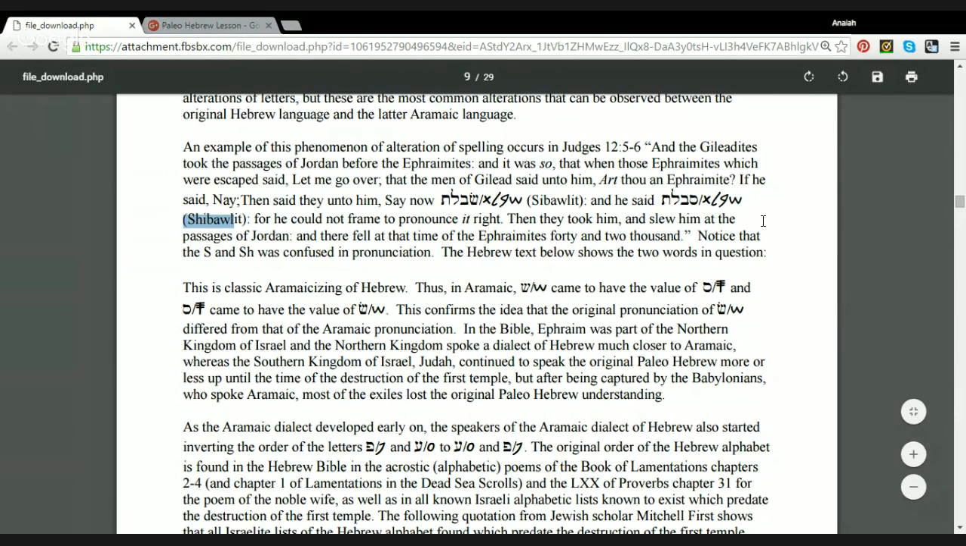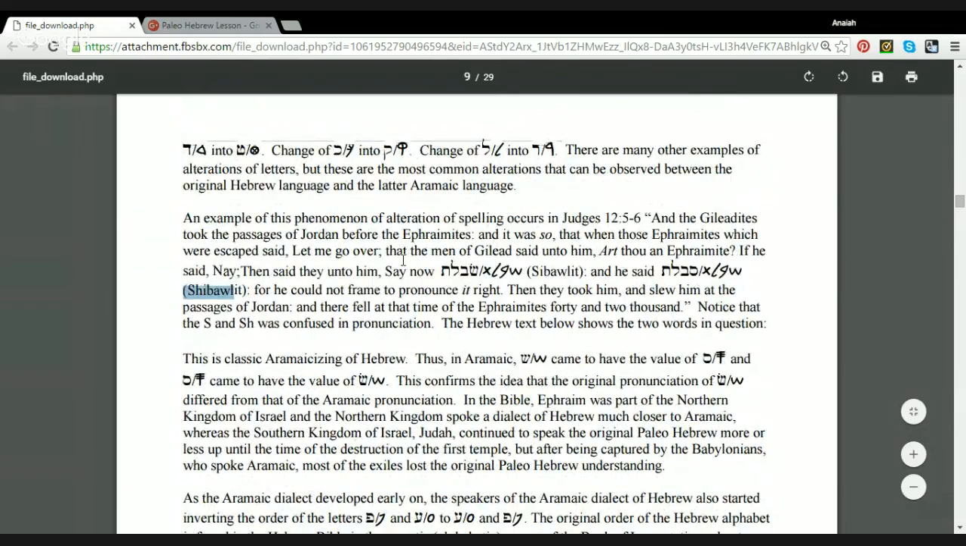I think they're wrong. I think it's Sibboleth changed to Shibboleth, and I think the pronunciation that they're using right now in mainstream Hebrew is the Ephraimite pronunciation. And here's why. I say this is classic Aramaicizing of Hebrew. Thus, in Aramaic, S came to have the value of SH, and SH came to have the value of S. This confirms the idea that the original pronunciation of Shin differed from that of the Aramaic pronunciation.